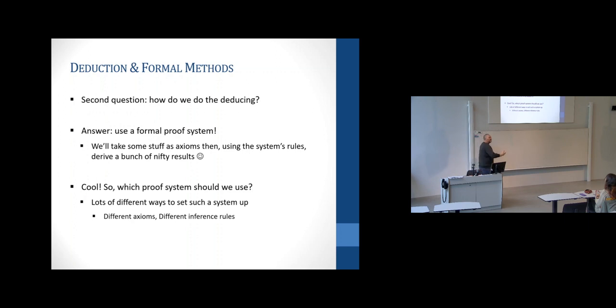So that was a neat little segue. Remember, where did we start? Why did we ask this question? Why were we talking about proof systems? Because we wanted to know, how are we doing the deducing? Well, here's the answer. Let's use a formal proof system. They're beautiful, they're magic, they're so good. We can take some stuff as axioms, use the system's rules, derive a bunch of new cool results, and you will know how to get them. They will be secure.